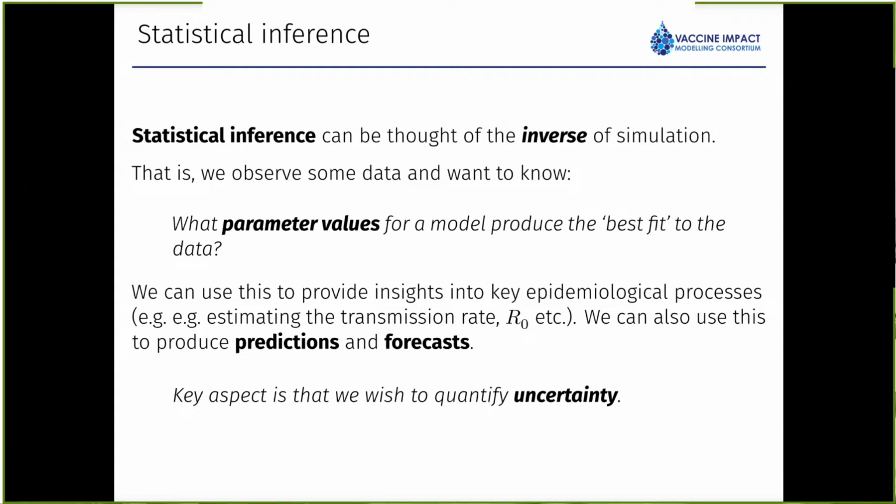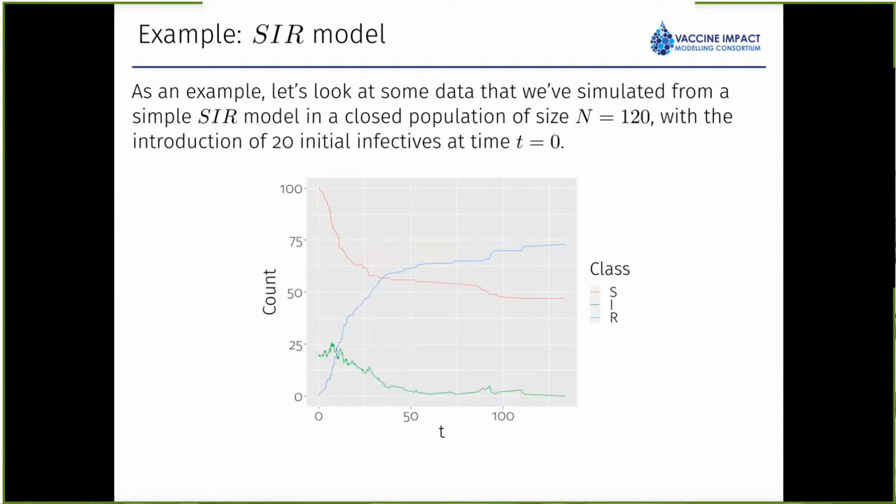And if we can do this, then this is really important because it gives us insights into things like the transmission rate or R0. But we can also use it to produce predictions and forecasts and do scenario planning, where we are using the data that we observe to inform what the range of parameters that we want to use in those forecasts are likely to be. And the key thing here is that we want to quantify uncertainty. If any of you have spent any time in the presence of a statistician, you'll understand how much we don't shut up about uncertainty.